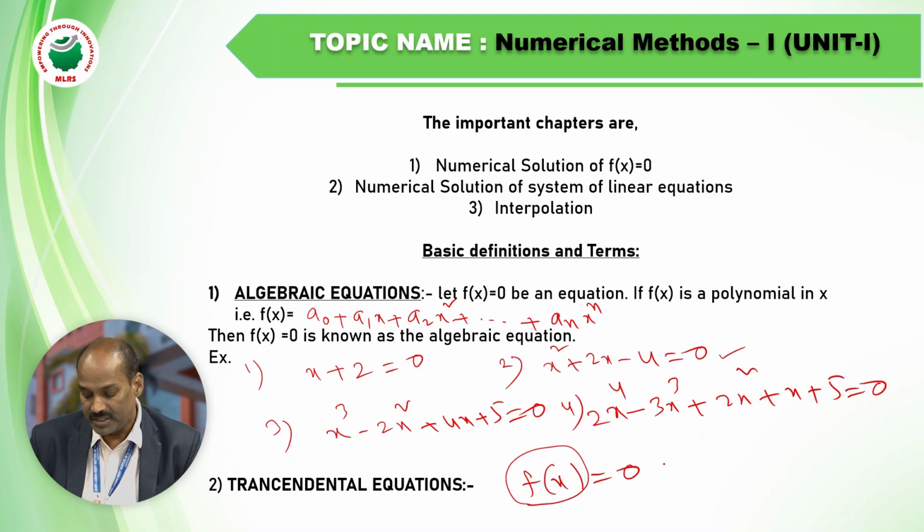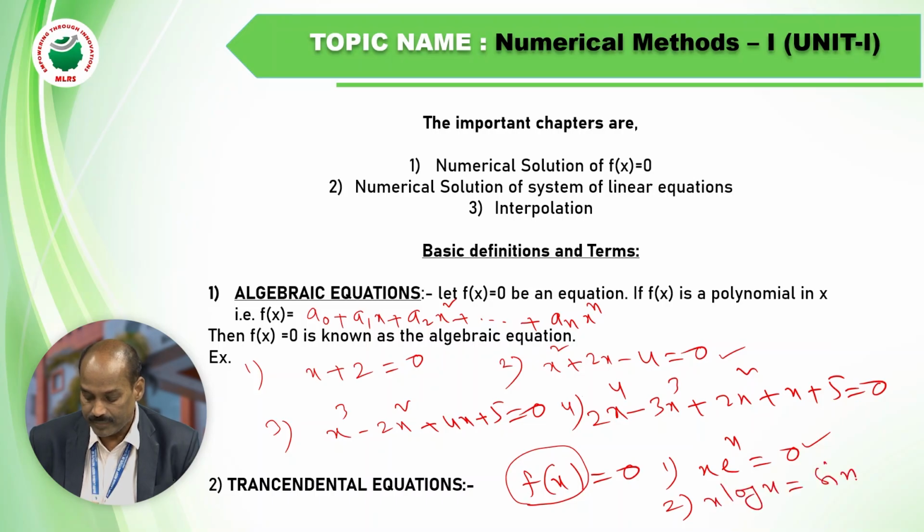For example, you see this example, x e power x equals 0. Here f of x is not a polynomial and this f of x has an exponential function. So therefore, it is one example for the transcendental equation. Similarly, we see another example, x log x equals sin x. Now you see this equation, it is an equation no doubt, but f of x is not a polynomial and this equation involves special functions like logarithmic and trigonometric. Therefore, it is also a transcendental equation.